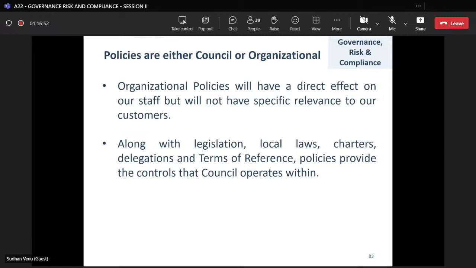The organization policy will have a direct effect on our staff, but will not have specific relevance to our customers. Along with the legislation, local laws, charters, delegations and terms of reference, policies provide the controls that council operates within. So it is either based on the council or the organization, or the policies are driven by the organization based on the principles they follow for the steering committee.